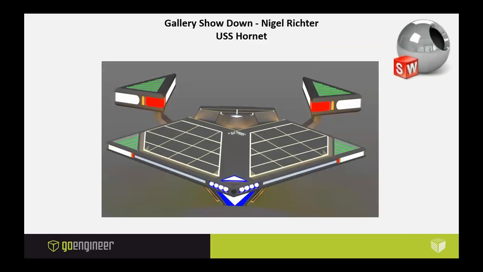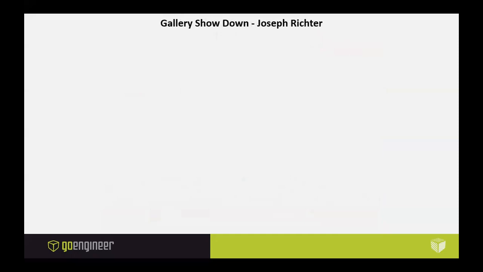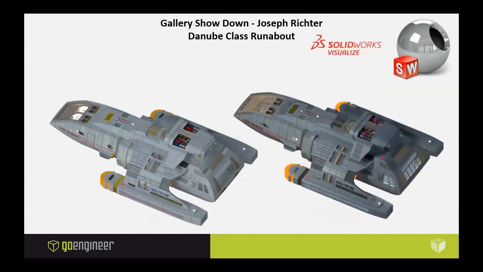Cool. And then I mentioned I took my son down into the office for some renderings. Here's his Starship. He's kind of doing similar stuff that I do. Here's his USS Hornet in PhotoView 360. And then here it is in Visualize. Okay. Here's some of my own images. The Deneb class runabout in PhotoView 360. And here it is in Visualize.